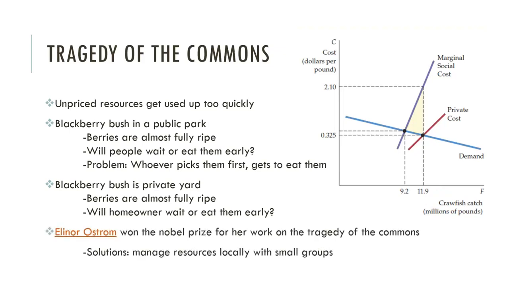And so Eleanor Ostrom is an economist. She actually won the Nobel Prize. She did some work on this issue of tragedy of the commons. And she said we can actually solve some of these problems when we manage resources locally with small groups.